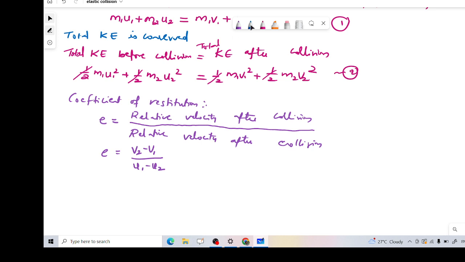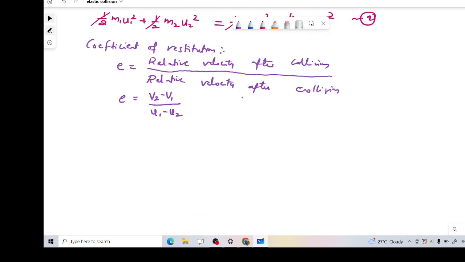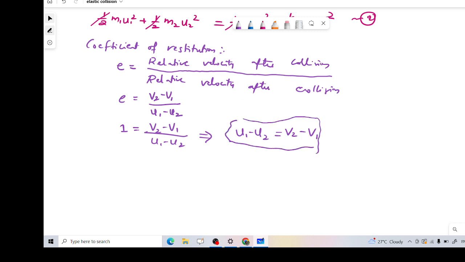We know that for a perfectly elastic collision the E value will be 1. So v2 minus v1 is equal to u1 minus u2. After cross multiplication, what I get is u1 minus u2 is equal to v2 minus v1. This is for a perfectly elastic collision. I am calling this equation number 3.